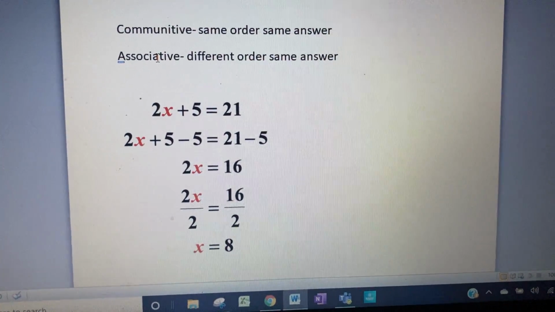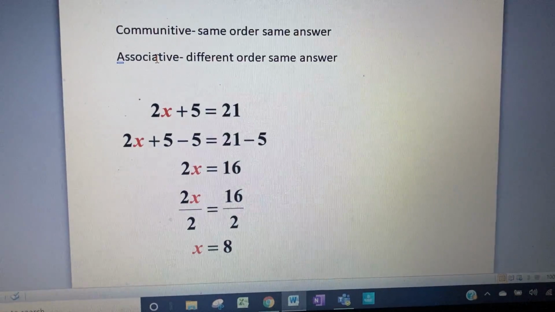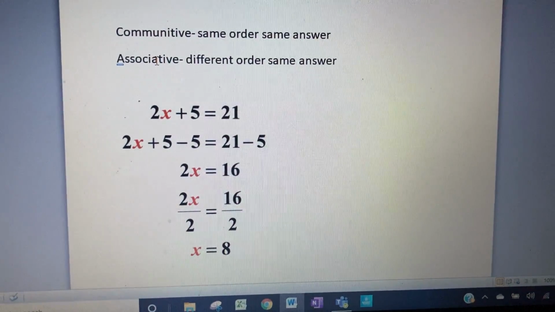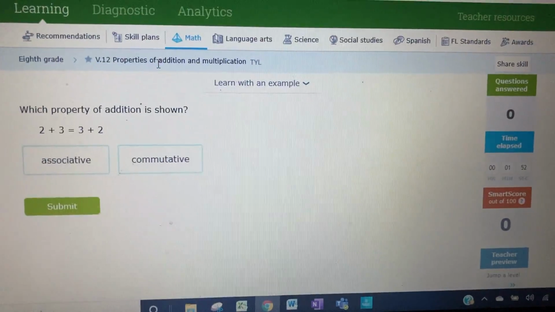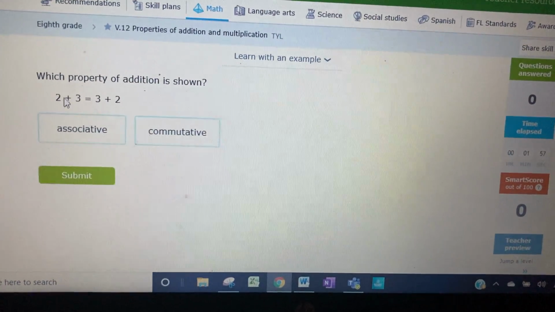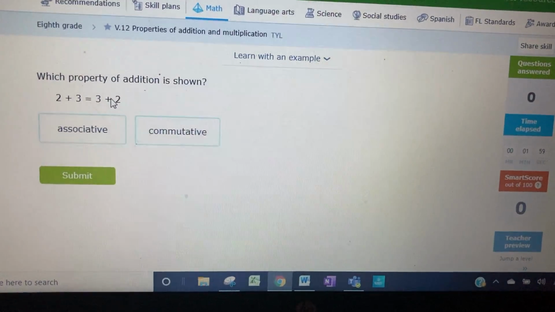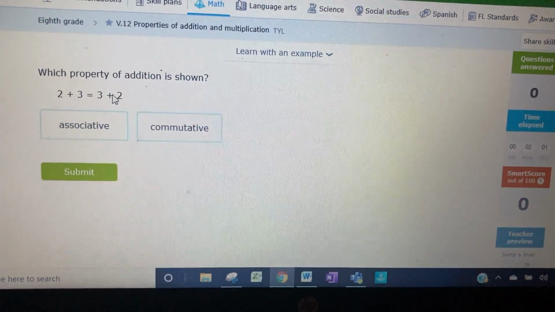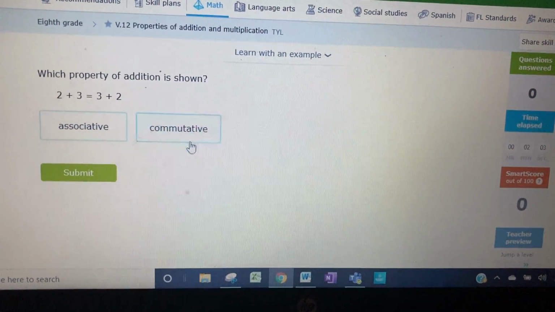The other one that we look at is distributive, and I think you probably already know that one. I'm not going to put that in here, but you'll see a couple examples. All right, first thing I'm going to do. They're comparing these two sides. So they go 2 plus 3, 3 plus 2. You're still doing the exact same thing first. So that is commutative.